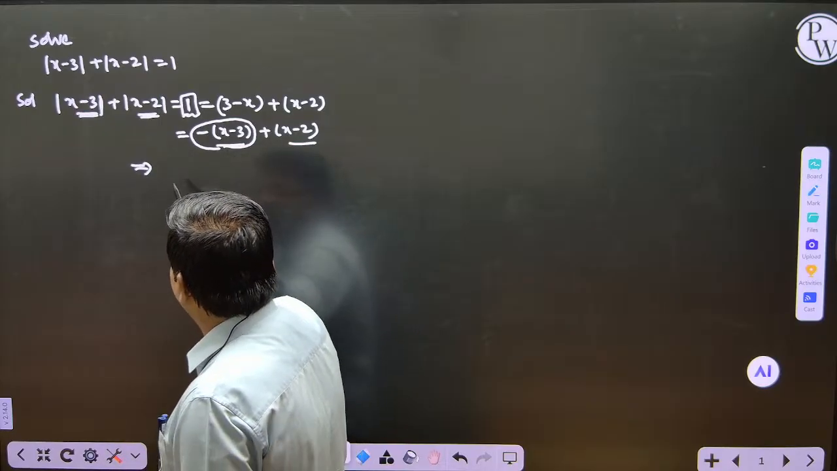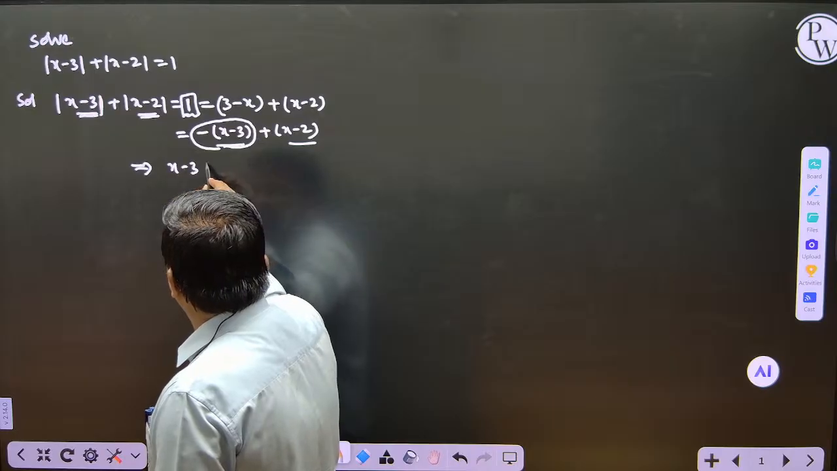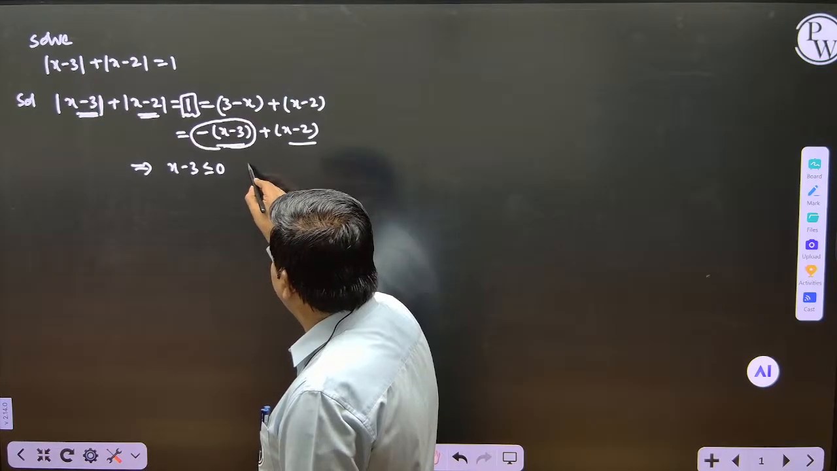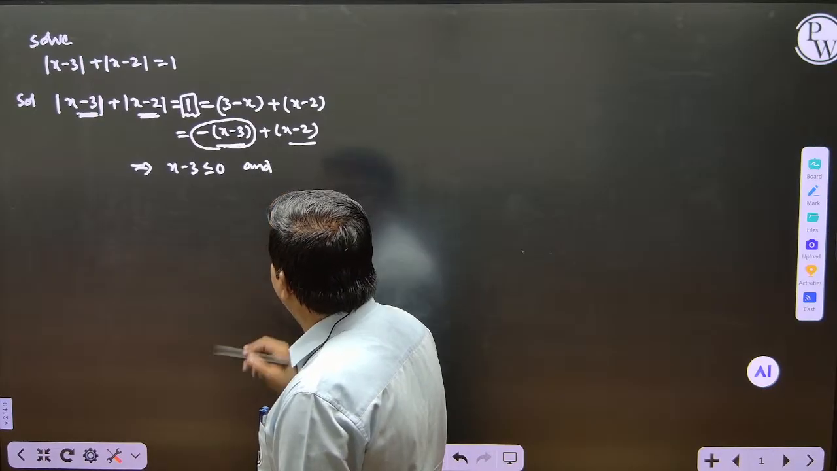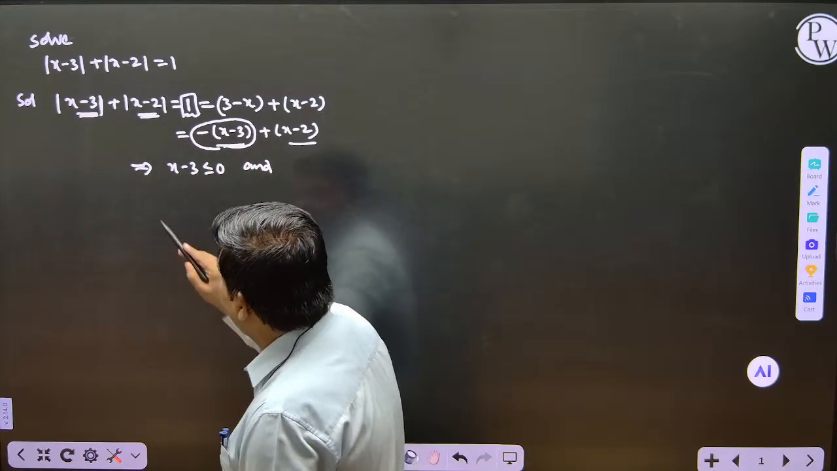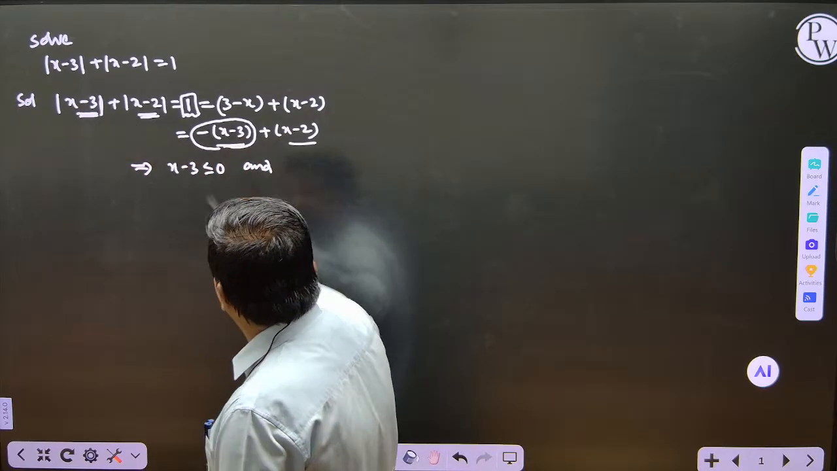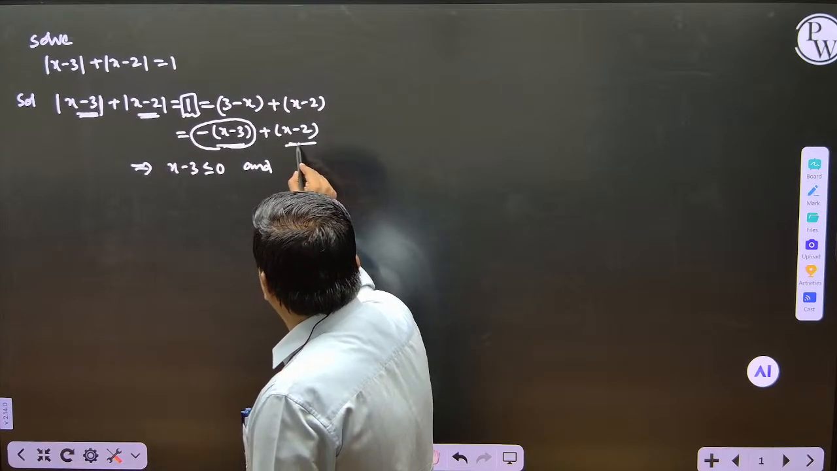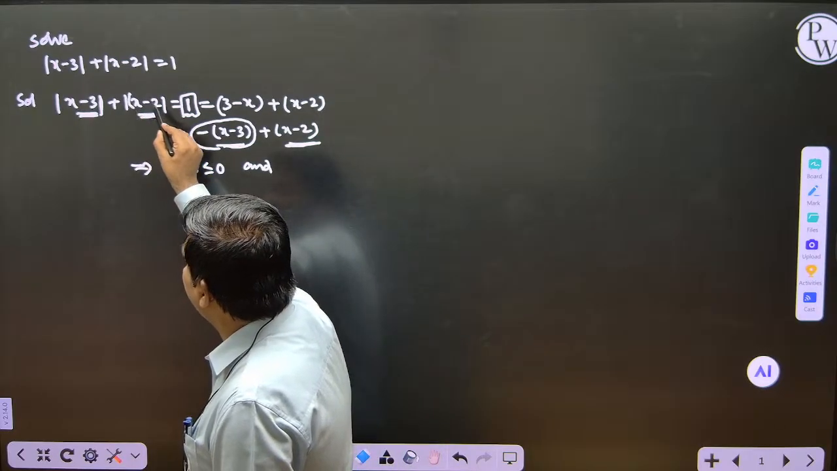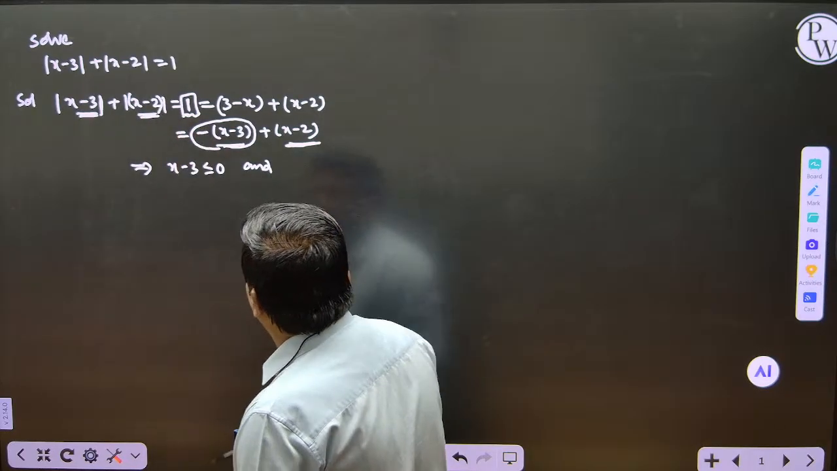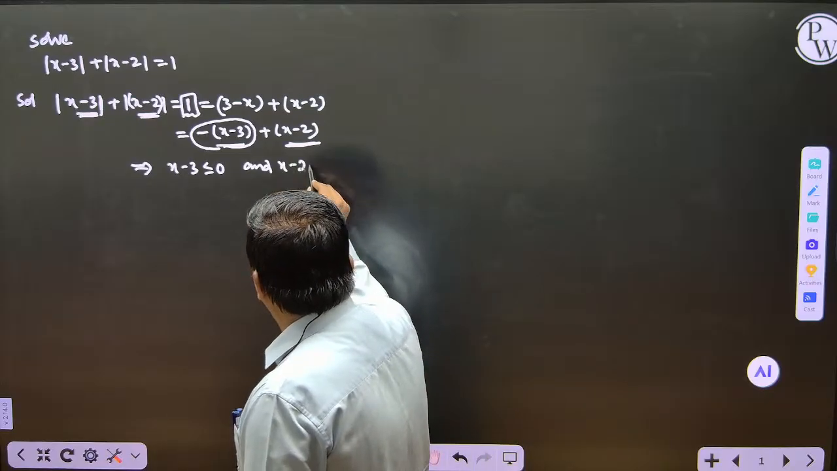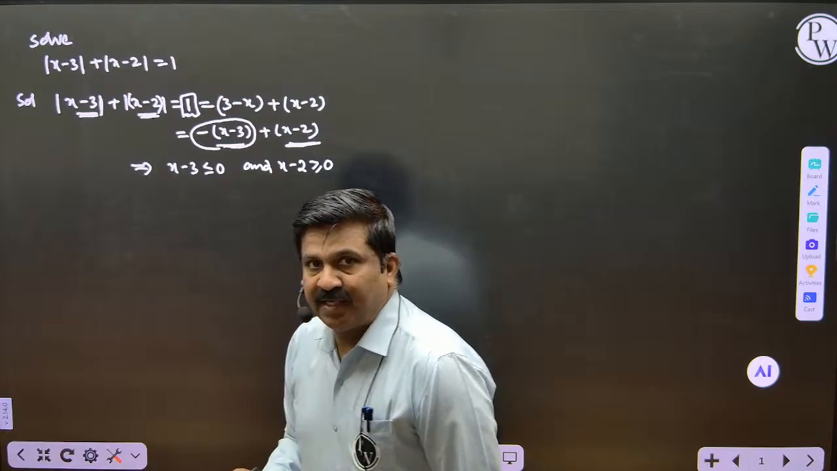So that means x minus 3 is less than or equal to 0. Plus is there. That's why you write an and. Why? These two are changed or not. Simultaneously I changed this one and this one. But this one, what happened? No change on it. Inside the modulus whatever is there, the same I got here. So what does it mean? This gives x minus 2 is greater than or equal to 0.